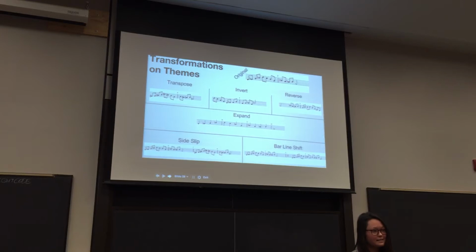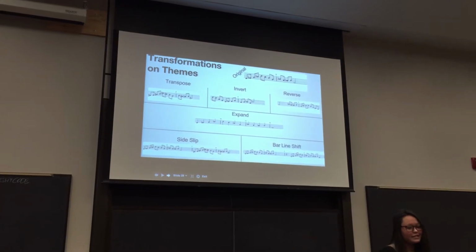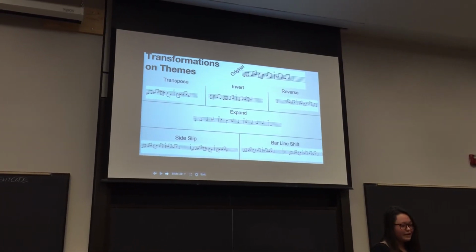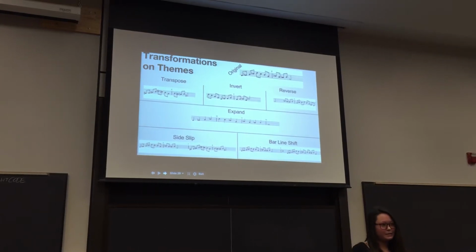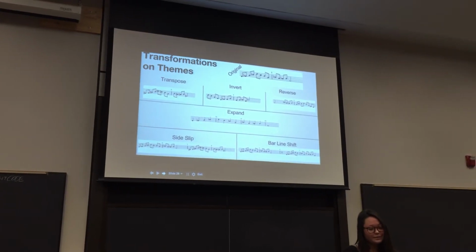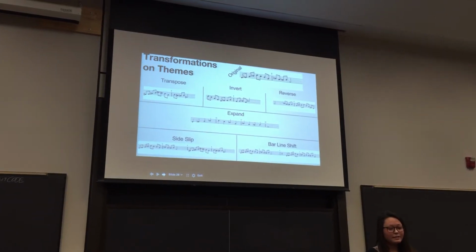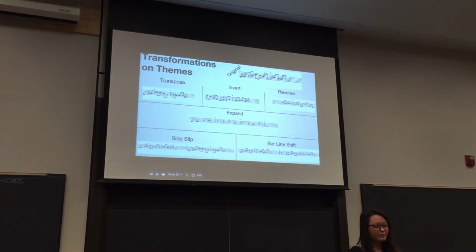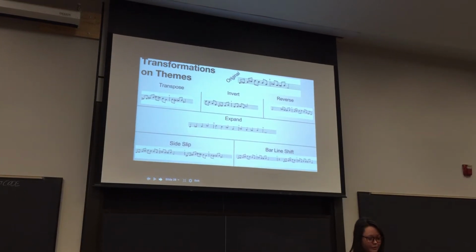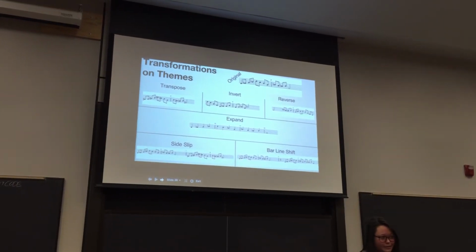Next one is side slipping. The way this works is you take the original melody, you play that, and then you play the same thing except transposed up or down. And then the last one we have is bar line shifting, which is similar to side slipping, except instead of moving vertically, it moves horizontally. So it moves forward or backwards a beat or so.